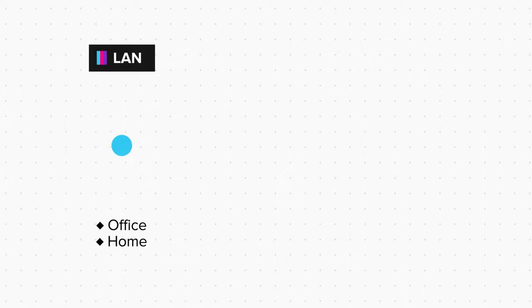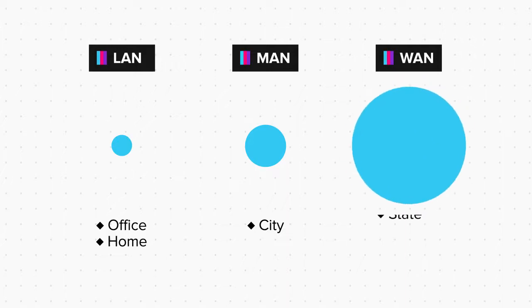So, we can clearly say that LAN covers a very small area, MAN covers a much larger area than LAN, and WAN covers a much larger area than MAN.